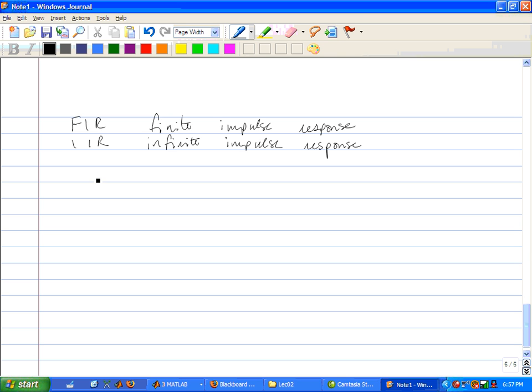So if I give you a filter whose impulse response is like the one we looked at before, is that an FIR or an IIR? Why is that? Yeah, exactly. It's got a finite length, right? So that's capital N equals two samples. So it's FIR. Cool.